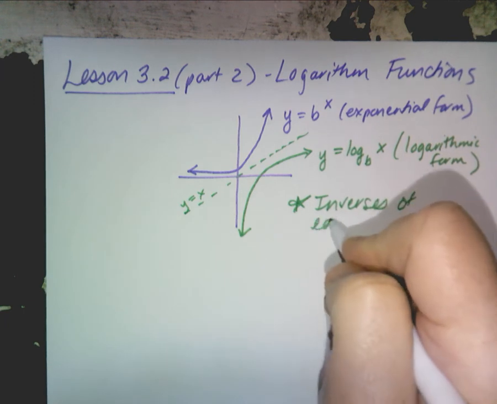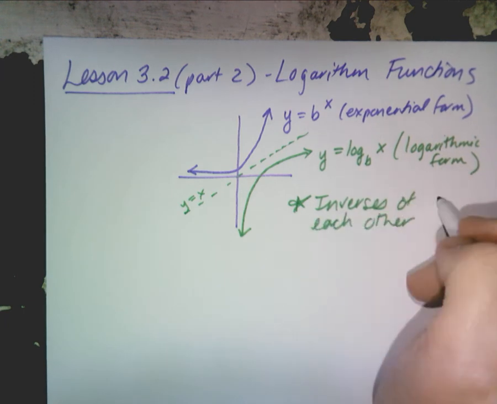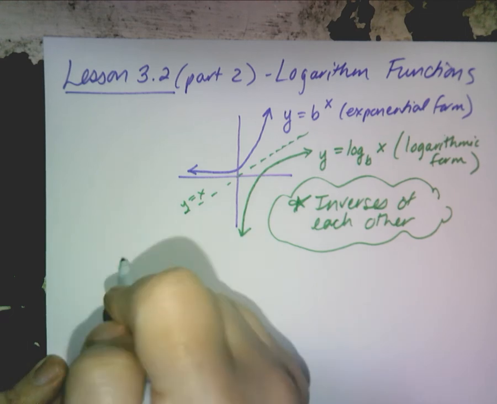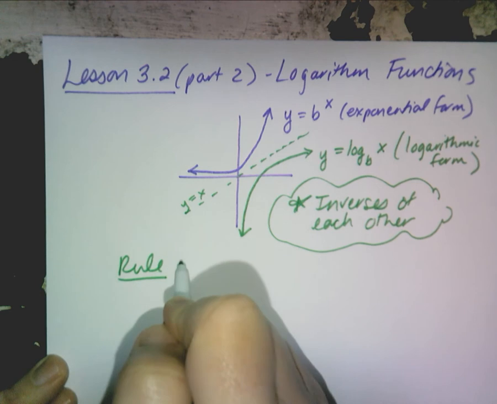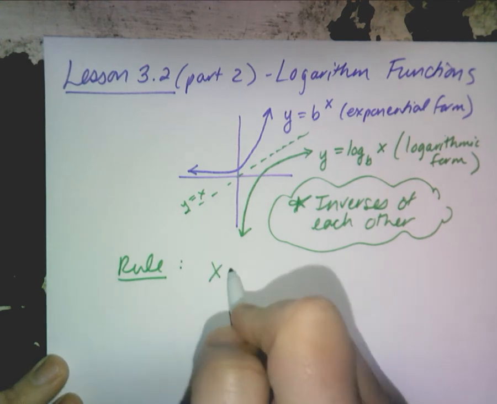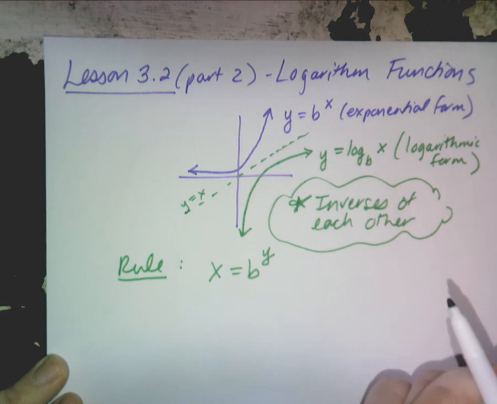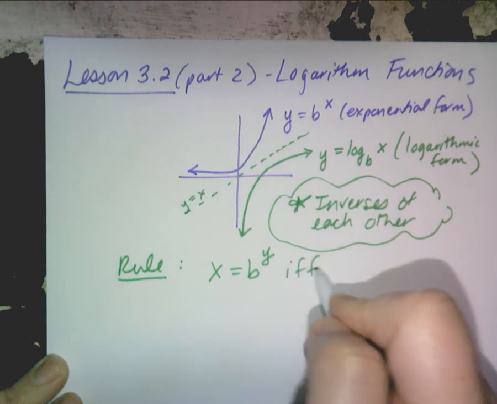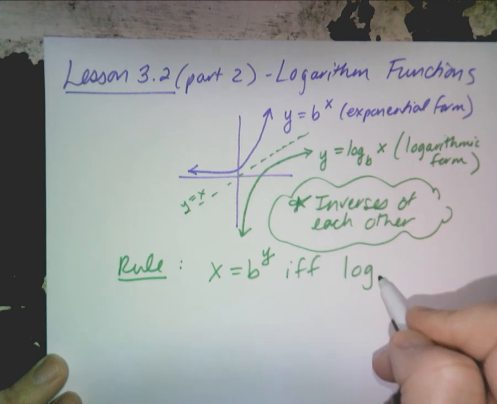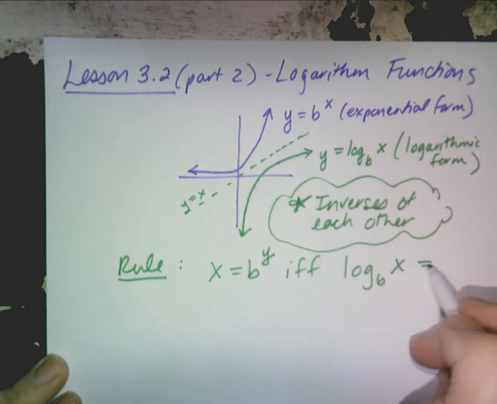This is important. Normally, to find an inverse, we would flip the x and y and solve for y. You don't know how to solve yet, so I'm just giving you the property that these two are inverses of each other. So there is a rule that says the following: x equals b to the y if and only if log base b of x equals y.